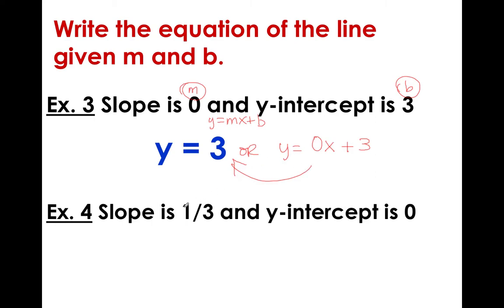Right here, slope is 1/3, y-intercept is 0. So if I write down y equals mx plus b, well, we know that if we plugged it in, we would get y equals 1/3 x plus 0, or we could just write it as y equals 1/3 x.